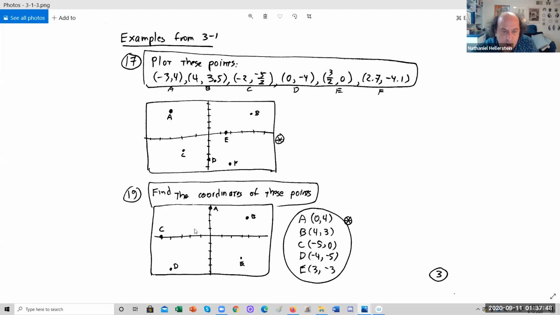Here, 1, 2, 3, 4, -5. X is -5. Since it's on the x-axis, y is 0. So (-5, 0). This point here is back 1, 2, 3, 4, and down 1, 2, 3, 4, 5 actually. So it's (-4, -5). And this point here is over 1, 2, 3, and down 1, 2, 3. So it's at (3, -3).